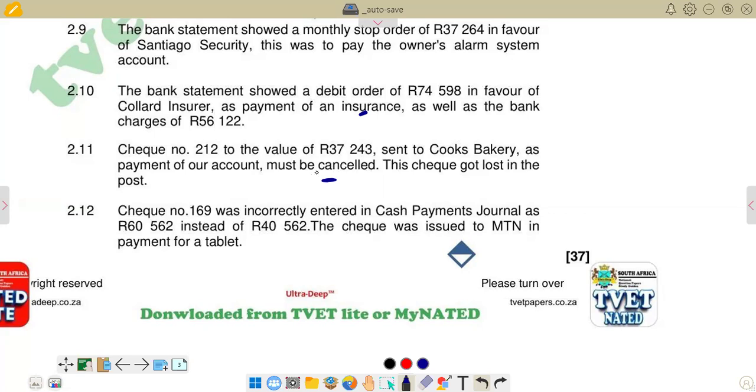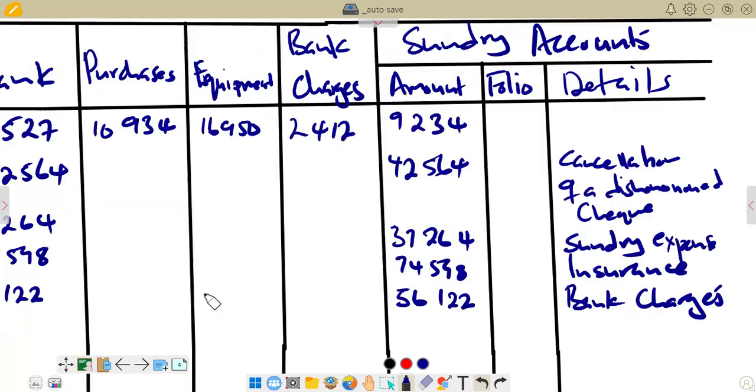Remember all the cancellations, we are saying they always go under sundry accounts, which is very clear. So on the description for this one, it's Cook's Bakery. Remember we are being told that it was issued to Cook's. It was being paid by Cook's Bakery. So we are going to write Cook's Bakery on the details part. So we can just go there and enter such. So we are now going to the cash receipts journal.